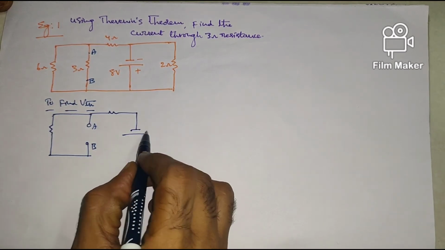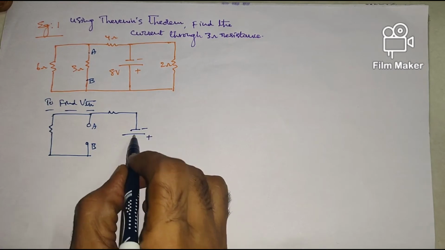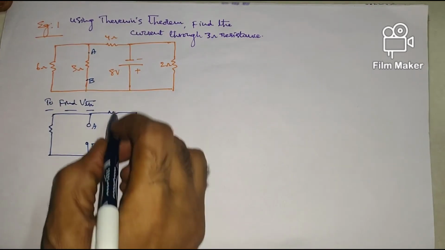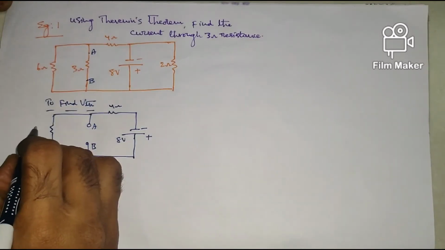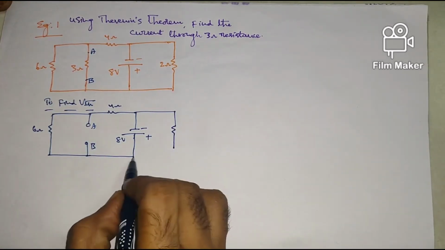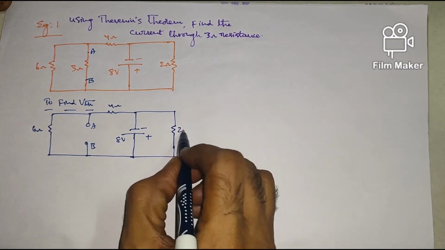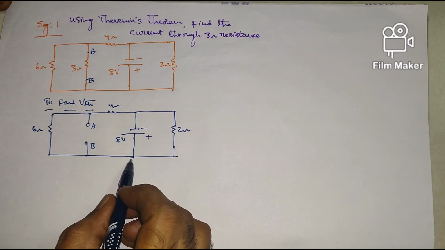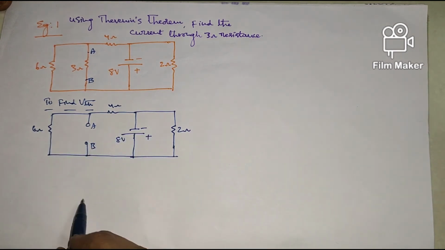This is an 8 volt source with the minus here and the positive terminal here. 4 ohms, 6 ohms, and this is 2 ohms. Let us find out the current passing through the branch using the current division rule.